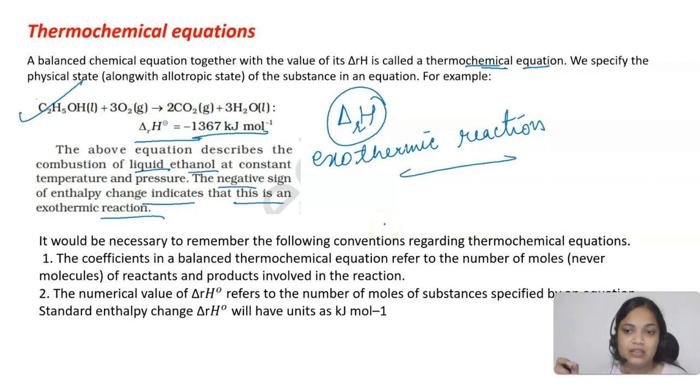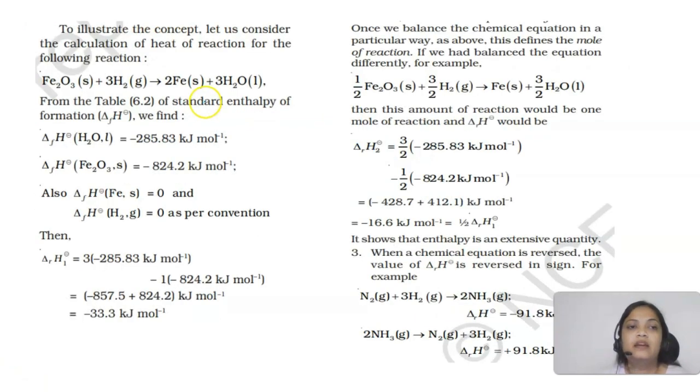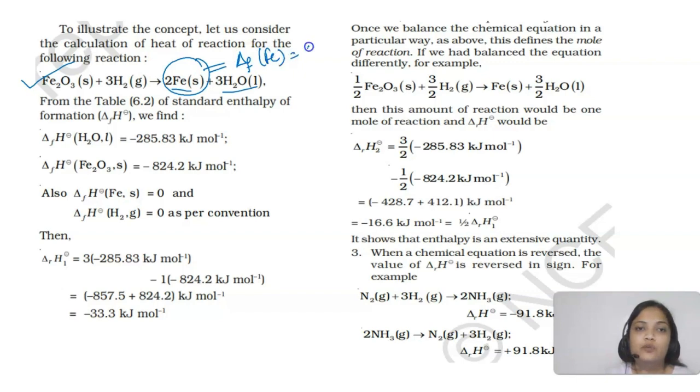Now you need to know some things because numericals come on this basis. Okay. So these coefficients, whatever we are having, they refer to the number of moles, not the number of molecules. Okay. Now this numerical value of this delta HR refers to the number of moles of substance specified by an equation. Now what does that mean? Let me show you. Let's say I'm having this reaction here, Fe2O3 plus 3H2 gives 2Fe plus 3H2O. So from here we can find the standard enthalpy of formation. Now iron is in its solid state, meaning standard state, most stable state, so enthalpy of formation for iron would be 0. Okay.